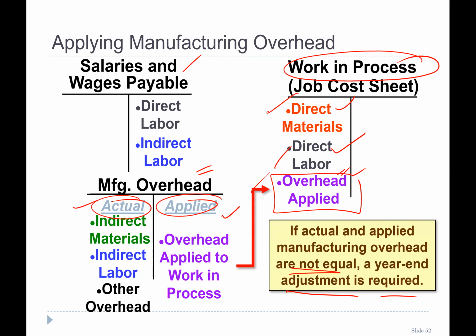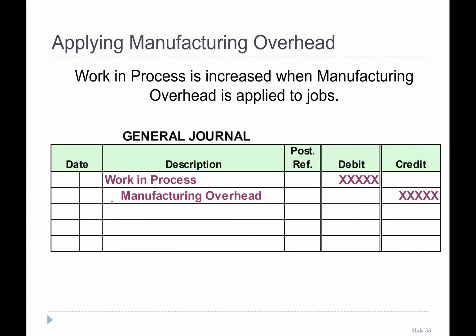In order to adjust that, in accounting, how do we adjust? Through an entry. So let's do that. When we charge manufacturing overhead applied, the entry would be we increase the work in progress and we decrease this expense. A decrease in expense means credit, an increase in asset, which is work in progress, is debit.